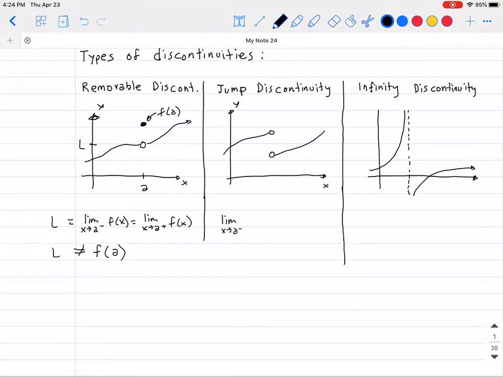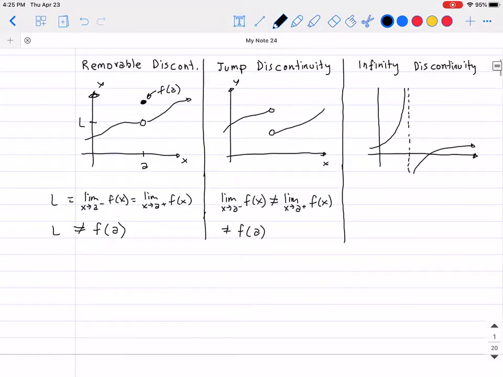In the case of a jump discontinuity, the limit coming from the left-hand side of the function does not equal the limit coming from the right-hand side. And clearly then, that is also not equal to f of a. So that's going to be the scenario for the jump discontinuity. And finally, for the infinite discontinuity, it's basically the same idea. The limit coming from the left is going to be maybe, say, positive infinity, whereas the limit coming from the right is going to be negative infinity. And again, f of a is going to be undefined at that value.